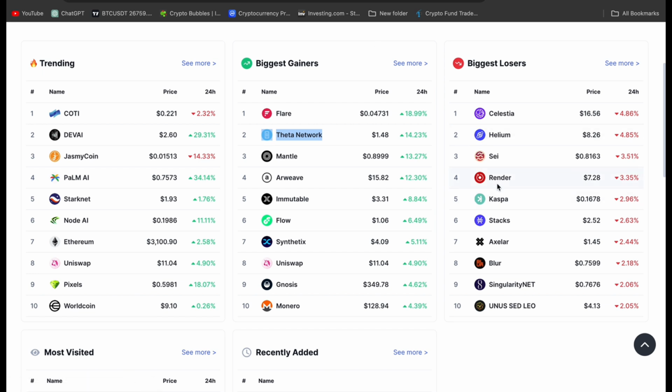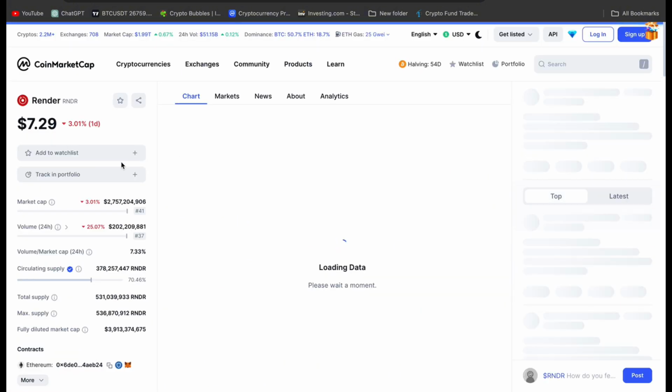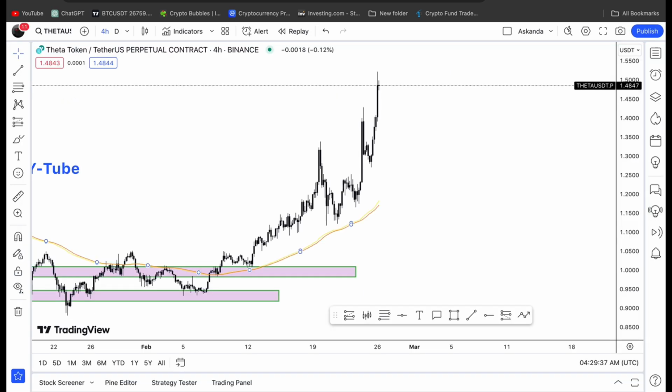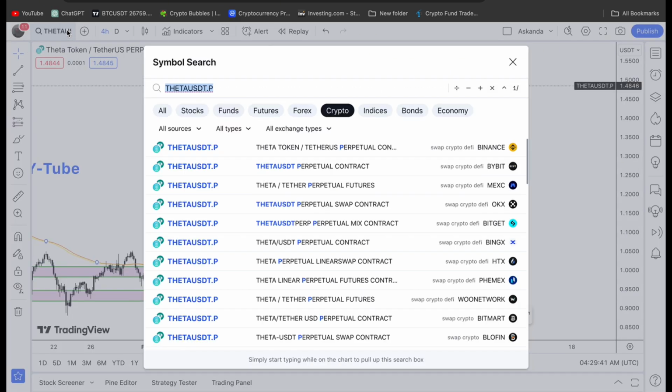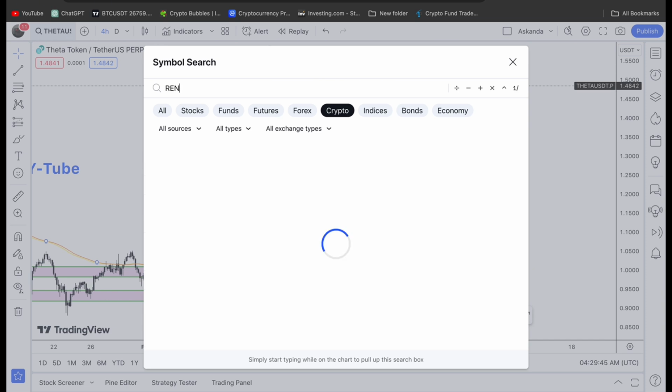Okay, so we'll click on Render token right now, so that we can try to trade that one. It has not really made any major move, so we'll click on it. Anytime a coin is down for about 2 to 5% or 20% within 24 hours, it surely rises up again, because cryptocurrencies are always increasing in value.